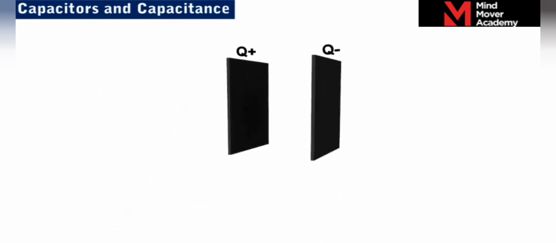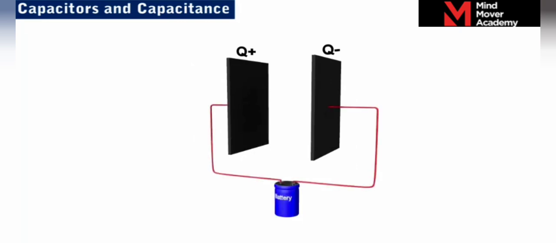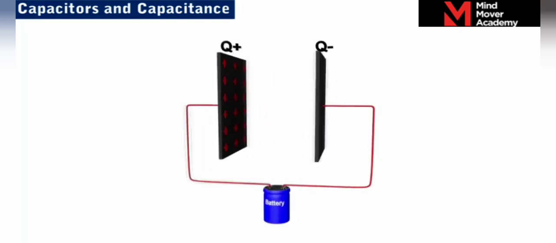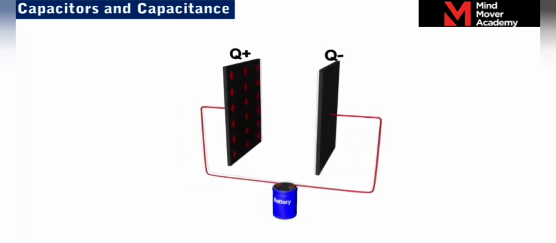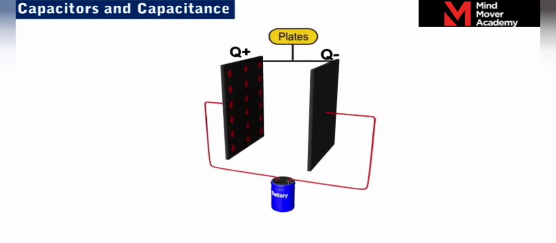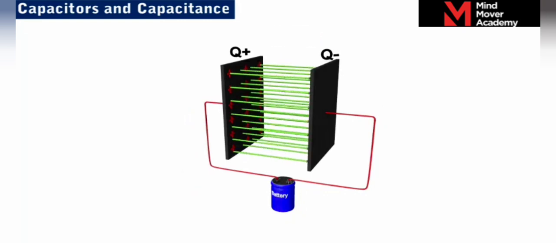By connecting them to the two terminals of a battery, the conductors are given equal and opposite charge of magnitude Q. The conductors carrying the charge are referred to as the plates, and because the plates are charged, an electric field of strength E exists between the plates. The potential due to the plate having excess positive charge plus Q on it is V1. The potential due to the plate having excess negative charge minus Q on it is V2.